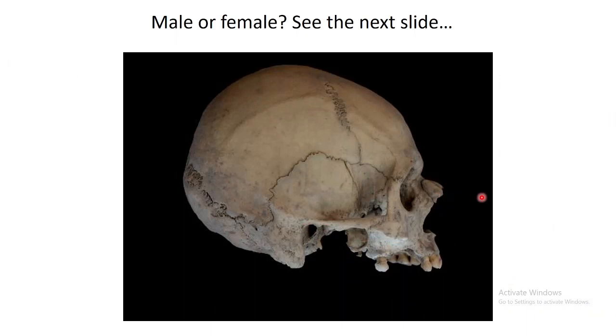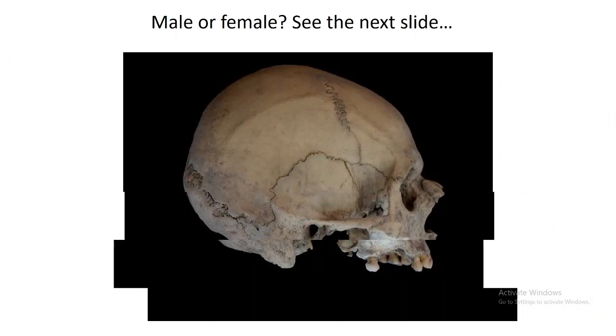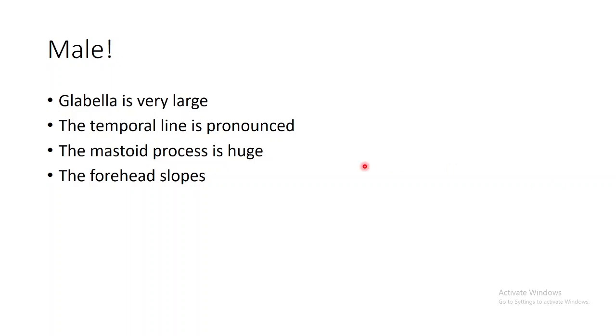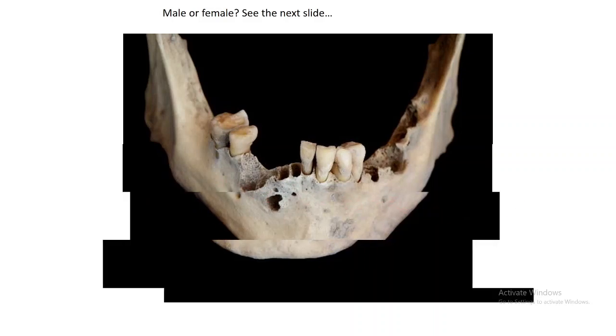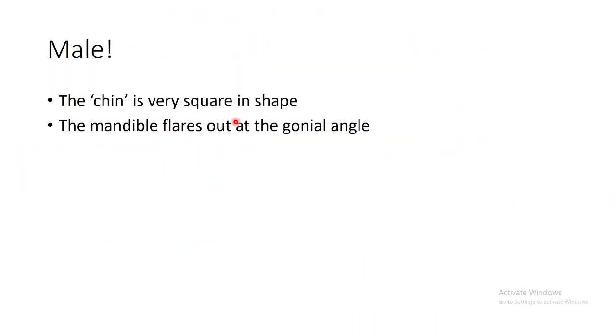Now can you identify whether this is a male or female skull? Yes, it is a male skull because the glabella is very large, the temporal line is pronounced, the mastoid process is huge and the forehead slopes. What is this? Is this male or female? Yes, this is male. The chin is very square in shape and the mandible flares out at the gonial angle. So this is about the skull.